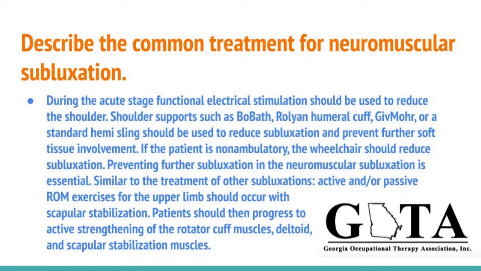If the patient is non-ambulatory, the wheelchair should reduce subluxation. Preventing further subluxation in the neuromuscular subluxation is essential. Similar to the treatment of other subluxations, active and/or passive range of motion exercises for the upper limb should occur with scapular stabilization. Patients should then progress to active strengthening of the rotator cuff muscles, the deltoid, and scapular stabilization muscles.